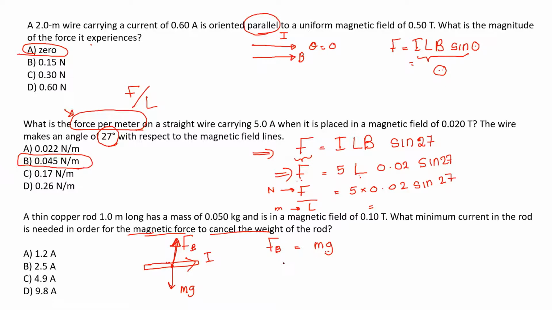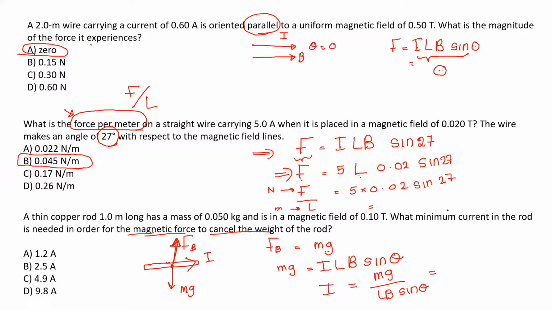Okay, so I'm going to rearrange them. I'm going to write mg on this side and Fb on this side. So what is Fb? Fb is given by I L B sine theta. They're asking for the current. So if I make current the subject, I get I = mg divided by LB sine theta. Now we have a problem. Why? We don't know the value of theta.